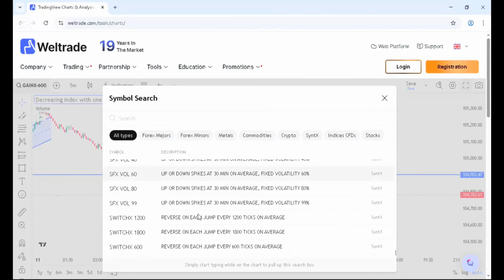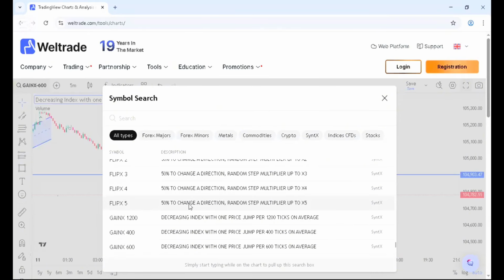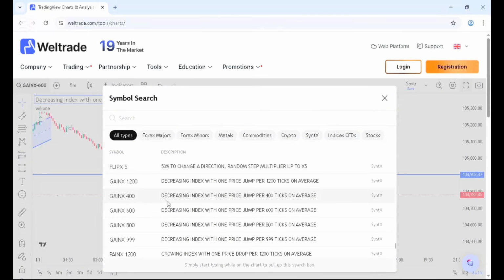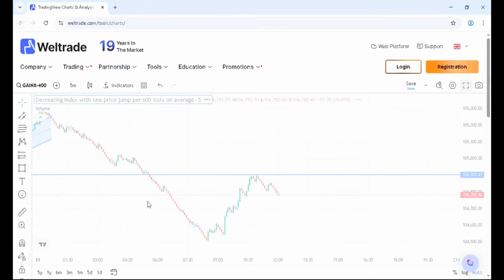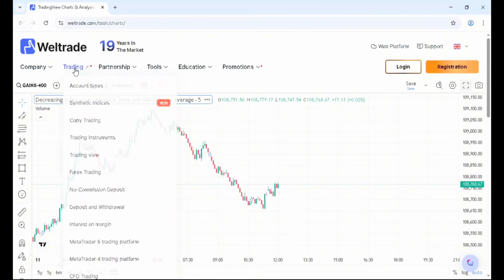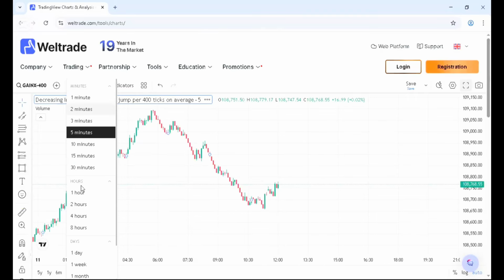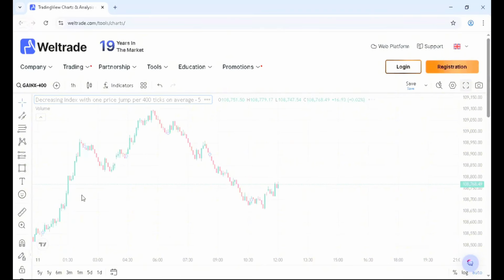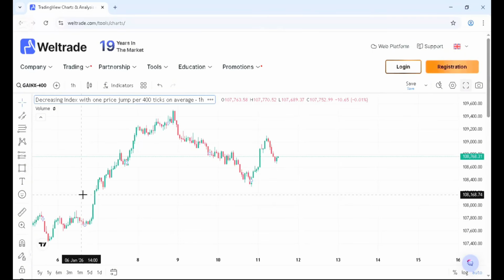You need to avoid using the same strategy on all pairs, guys. They don't move the same way. Don't take the strategy that you are using on Gain 400 and use it on Gain 1200. It's very different. So here, this is our Gain 400. So first thing, we're going to start with H1 movement. So we need to check the H1 time frame. So let's see how the market is moving on H1.